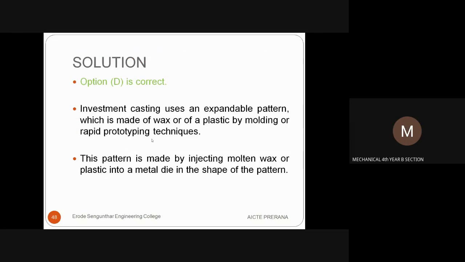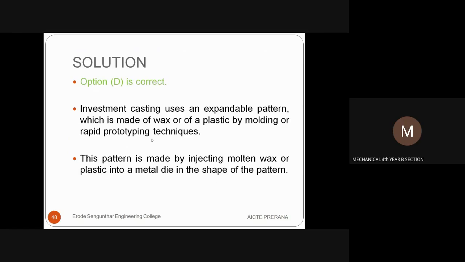Investment casting uses an expendable pattern which is made of wax. We all know we will be using wax or plastic. Investment casting is also called by another name. Do you remember? We also call it lost wax casting process. Lost wax, because the wax will be melted out. That is called lost wax.